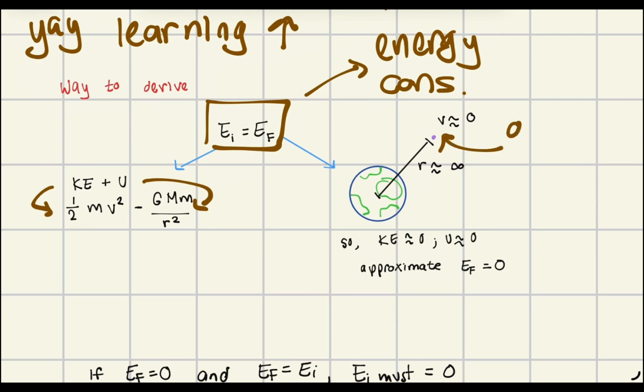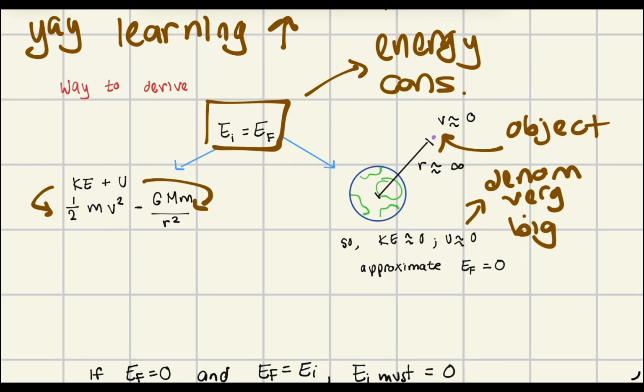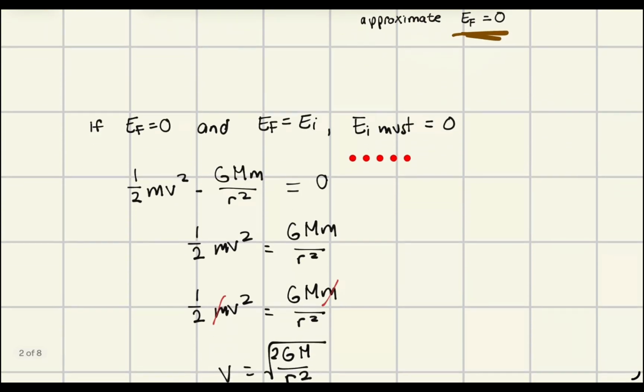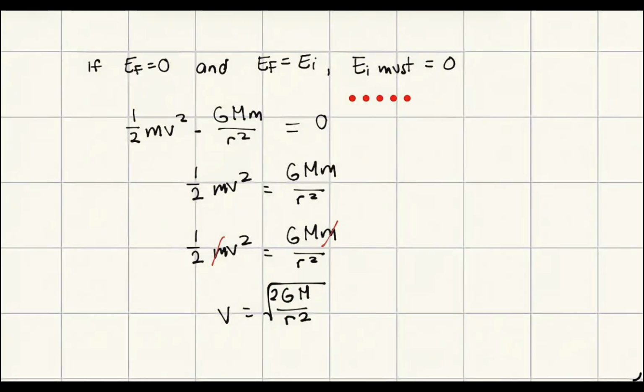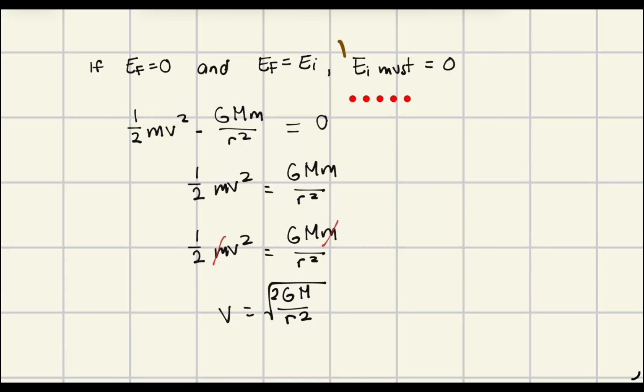Now let's look at the final energy. As the object goes way out, the distance between the object and the center of the Earth tends to infinity, so we can say that the potential energy is about 0. Furthermore, the velocity also becomes very small, about 0, so the kinetic energy is also 0. So we approximate the final energy to be 0. Since the final energy equals the initial energy, the initial energy must also be 0.